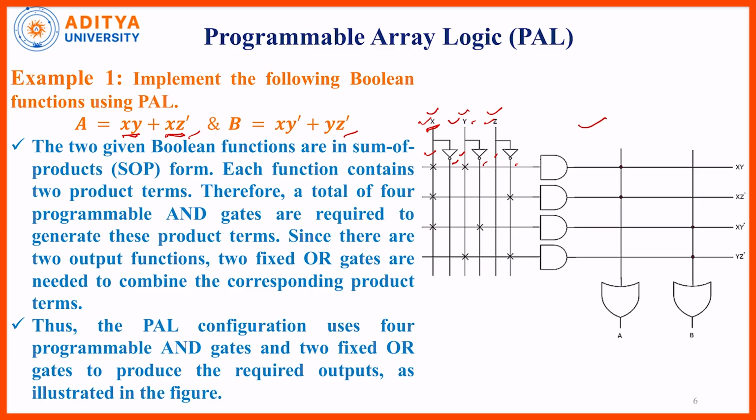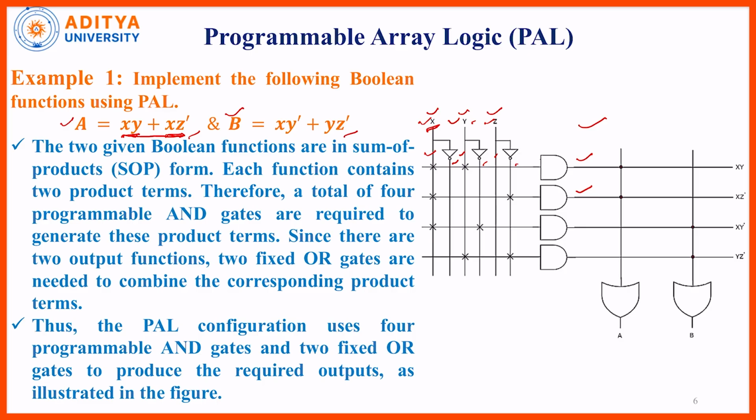The 2 given Boolean functions are in sum of products, SOP form. Each function contains 2 product terms, because A and B each contain 2 product forms, and therefore a total of 4 programmable AND gates are required to generate these product terms. Since there are 2 output functions, 2 fixed OR gates are needed to combine the corresponding product terms. That means each SOP form uses 2 AND gates.